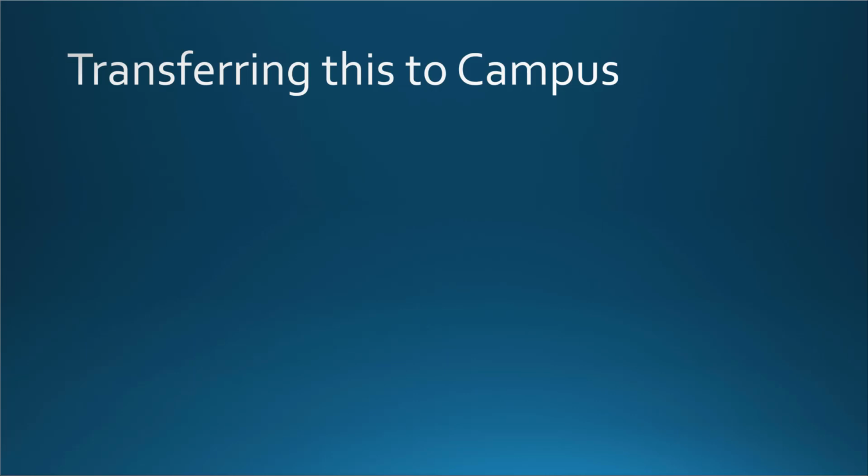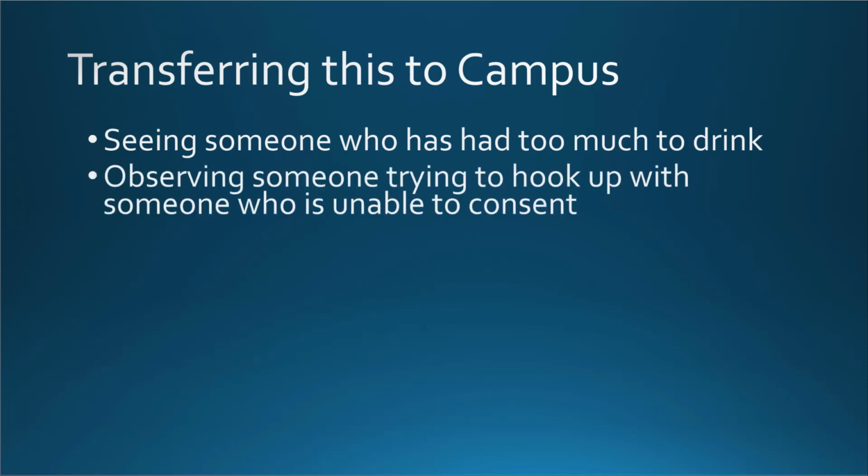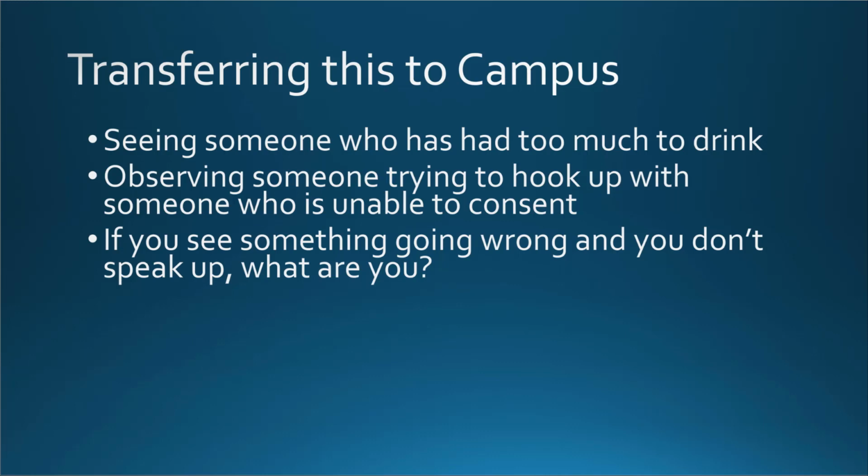Seeing somebody who's had too much to drink. Or observing someone trying to hook up with somebody else who's drunk or unable to consent. If you see something going wrong and you don't speak up, what are you? And the answer is, you're a human factor hazard. Okay? You're a people hazard. If you see something and you feel like there's a really high risk situation and you walk on by without doing anything, you're also a hazard. This is becoming an active bystander, right? This is bystander intervention. This is see something, say something.